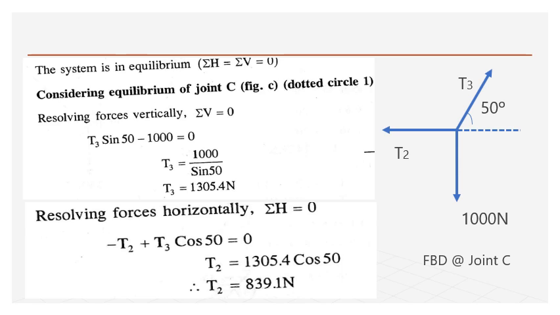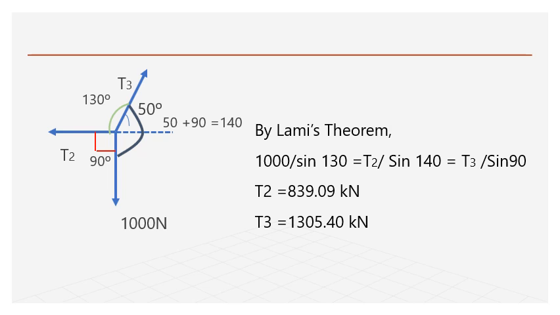See, we have got T2 as 839, T3 as 1305. Let's see, by applying Lami's theorem, do we get the same answer? Find out the angle between the two forces. Here T3 and T2: the angle between them is 180 minus 50, that is 130 degrees. The angle between T2 and 1000 Newton is 90 degrees. The angle between T3 and 1000 Newton is 50 plus 90, that is 140 degrees.